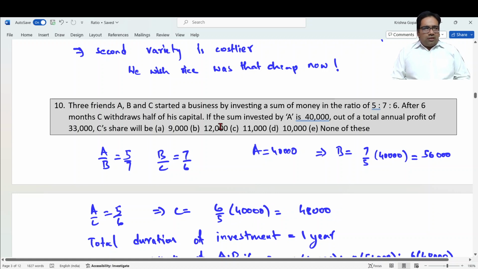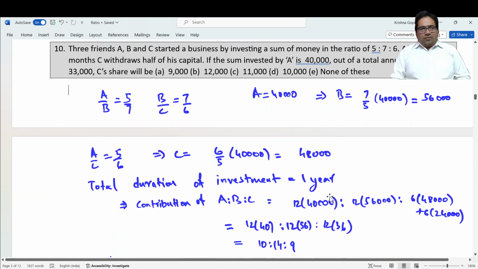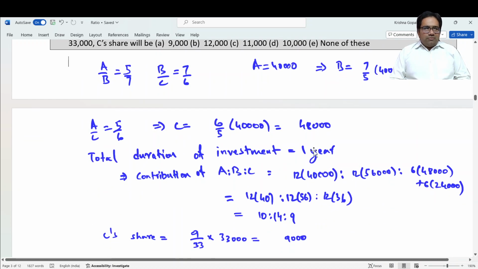Now, the total annual profit is for 1 year. In this 1 year, after 6 months, C withdraws half of his capital. So A kept his 40,000 for the entire 12 months. B also kept his 56,000 for the entire 12 months. But C took half of it out in the middle. That means he kept 48,000 for 6 months, then for the remaining 6 months he put in only 24,000. Okay, so the total duration of investment is 1 year.